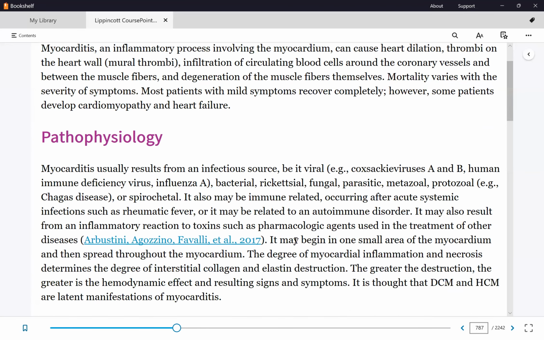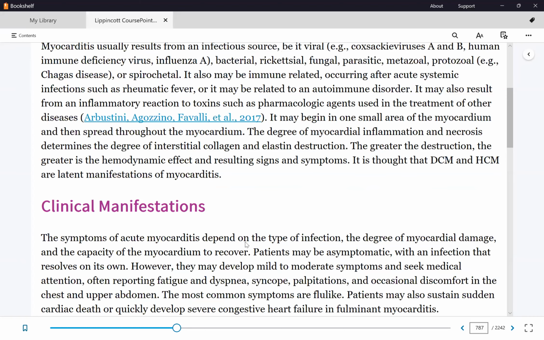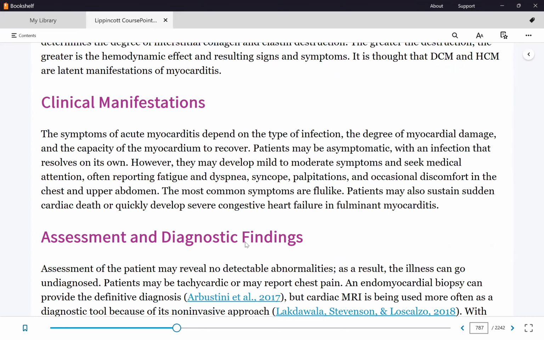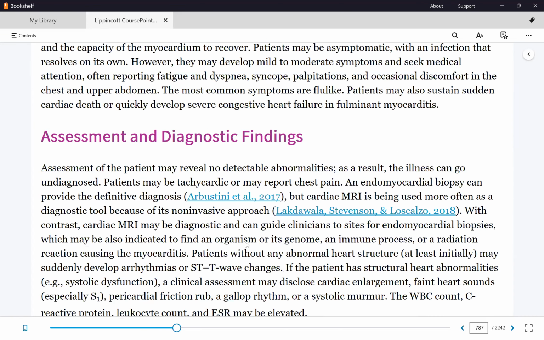Now, since this involves the heart muscle itself, can this cause heart failure? Will this also cause some elevated troponin, like a heart attack? Yes, because this is the muscle itself. So the manifestations are really manifestations of heart failure, okay? Nothing specific to myocarditis.